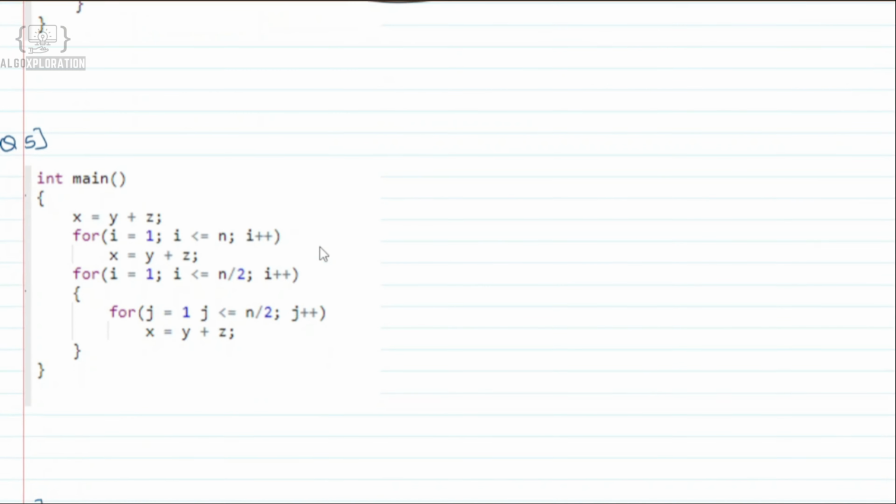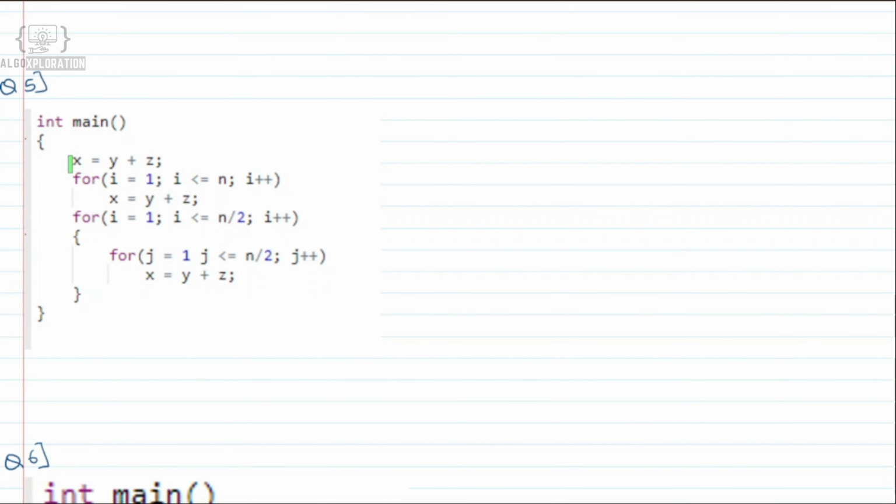Now let's see the next problem. The number of statements that are going to execute will be this one and this one. So here also there are three statements that are going to execute. The order of magnitude of this statement will be 1, and this one n. Now let's analyze the order of magnitude of this statement.